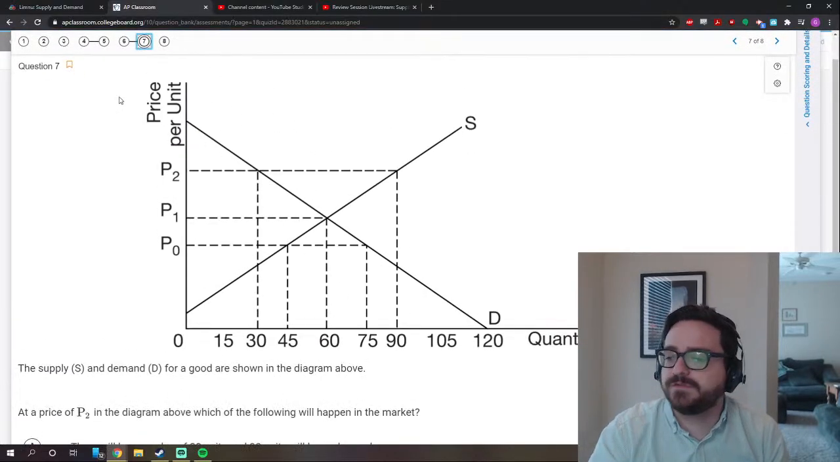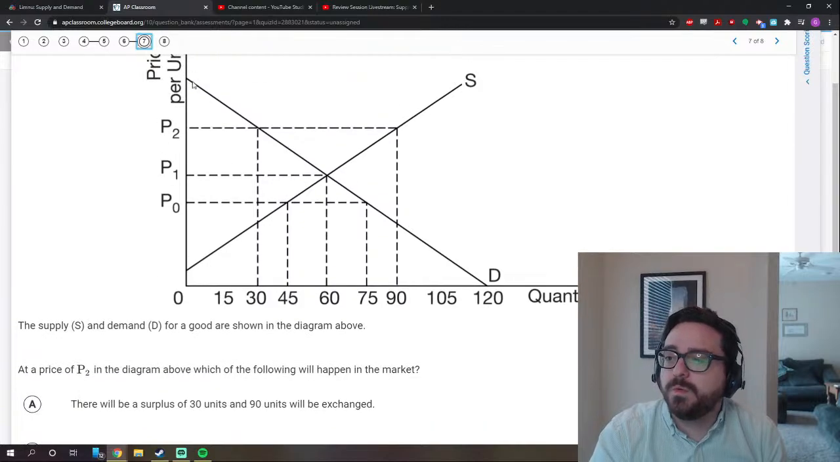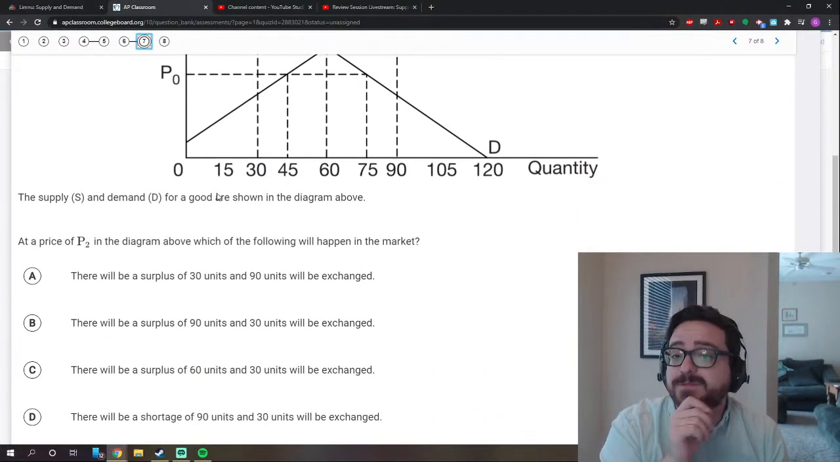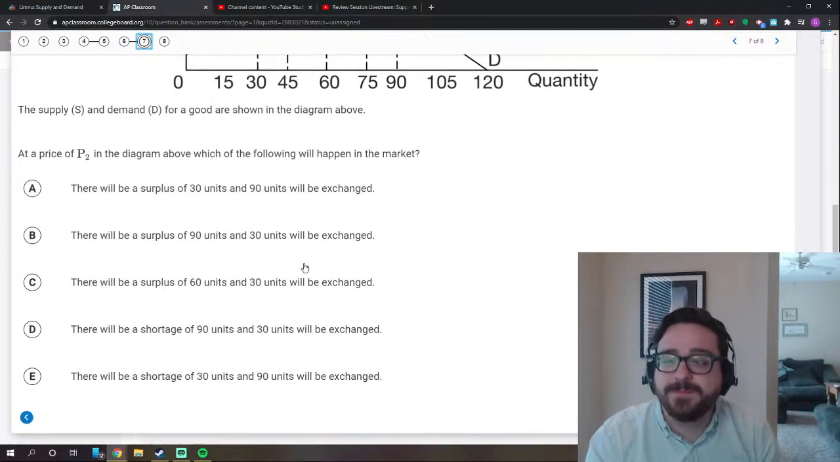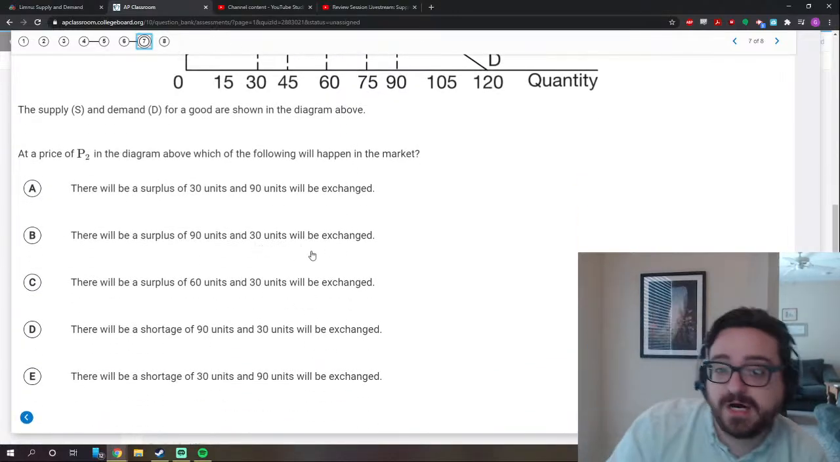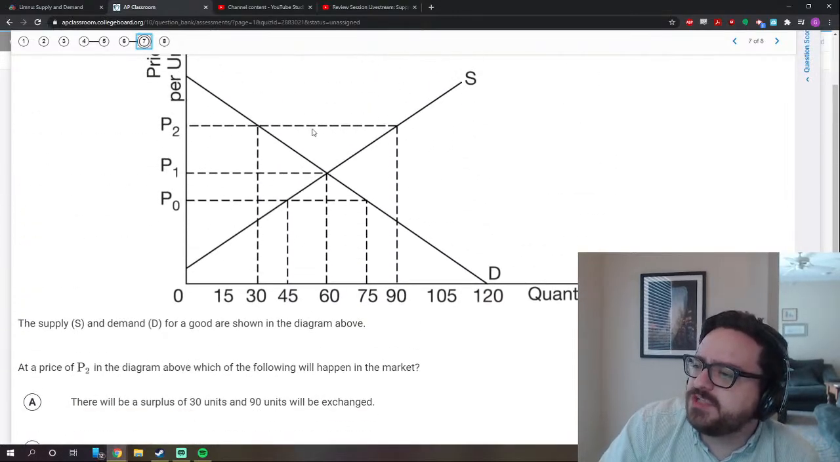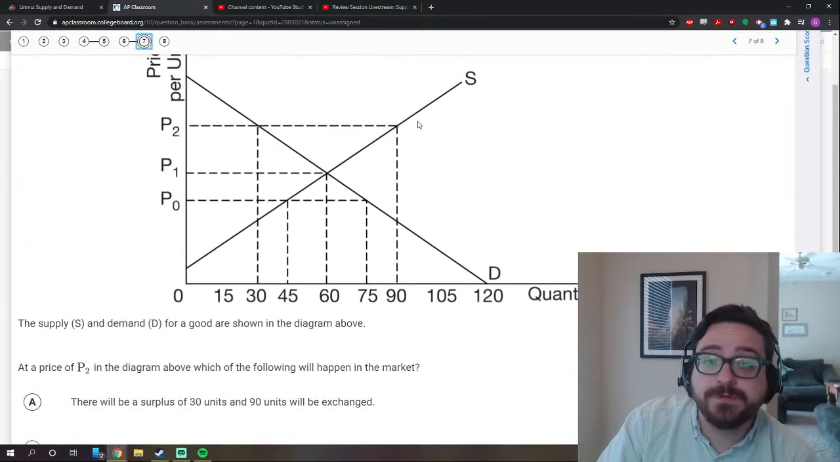Question 7, same visual, different question. At P2, what is happening? The answer is a little bit different. It says surpluses and shortages, but it says how much will be exchanged, meaning how much is getting bought. So I'm at P2 here. The price is too high. That would be a surplus.